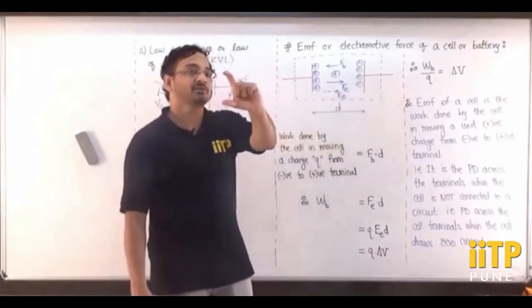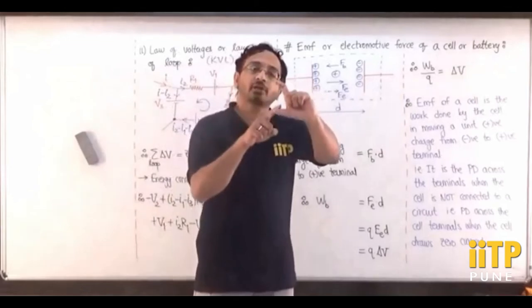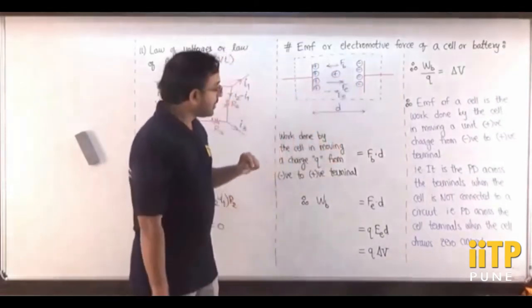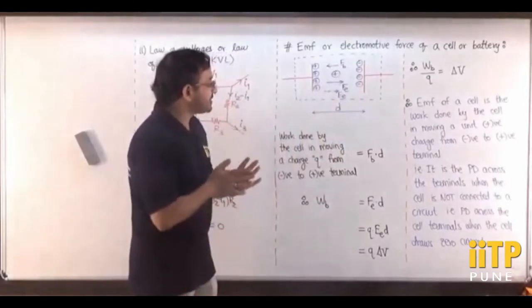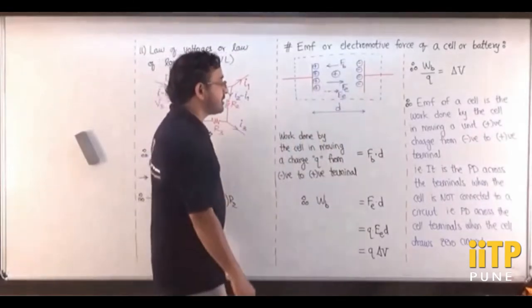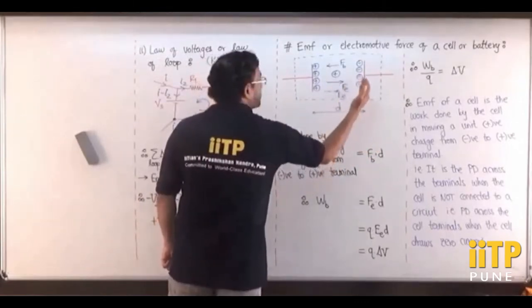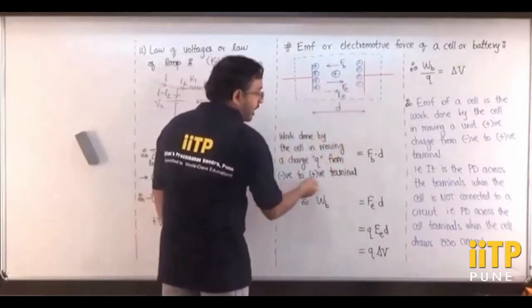So when you hold the cell in your hand like that, and one is positive and the other is negative, what you are holding in your hand is this situation. So I am interested in finding what is the work done by the cell in moving a charge Q, of course a positive charge Q, from the negative terminal to the positive terminal. So how much is that?